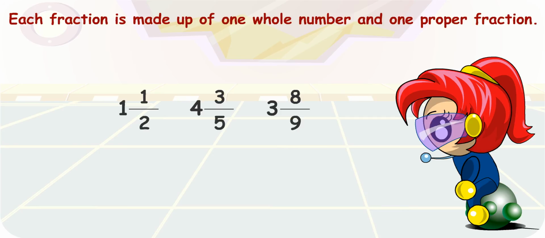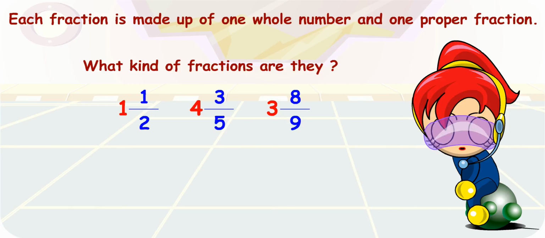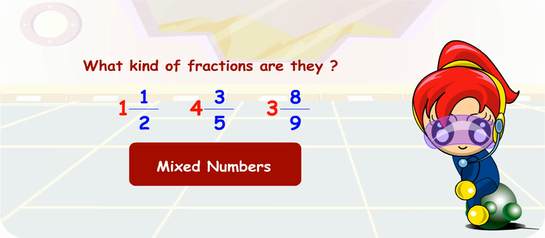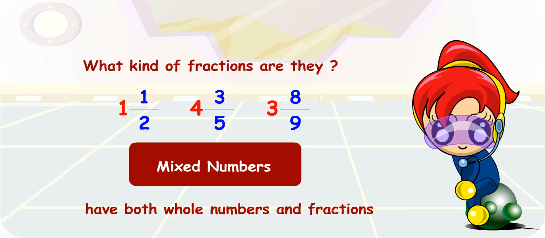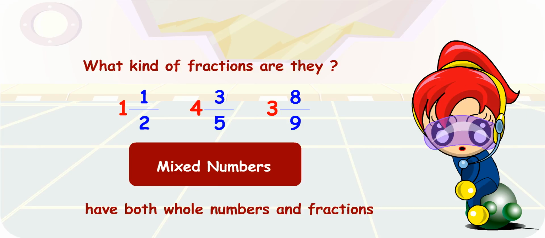Each fraction is made up of one whole number and one proper fraction. Let me read you the fractions first. 1/2, 4 3/5, and 3 8/9. Now can you tell me what kind of fractions they are? I have not seen such fractions before. They are called mixed numbers. I know. Mixed numbers have both whole numbers and fractions. That's correct. I think now you should be able to answer your school teacher's question. Yes, thanks, teacher.